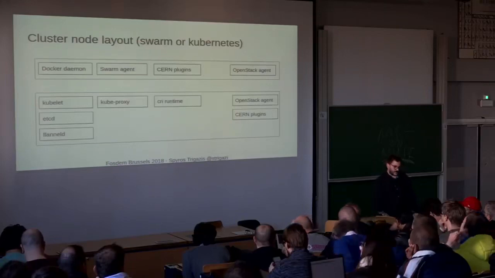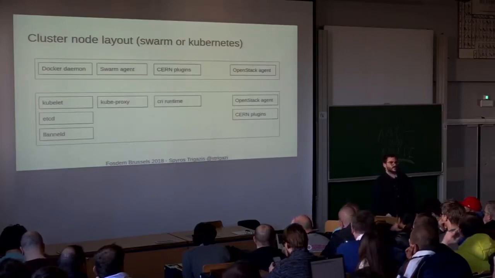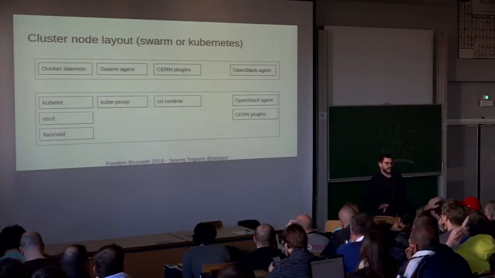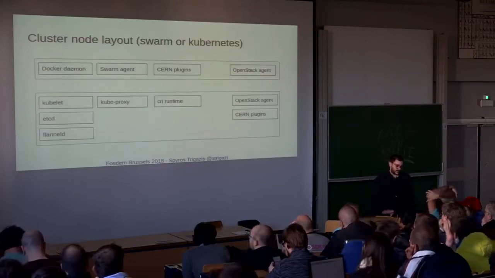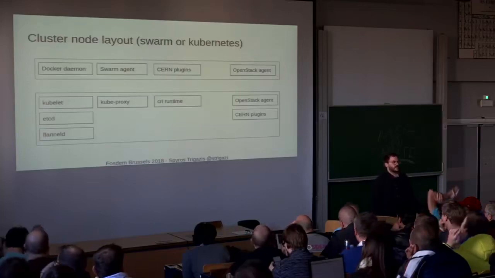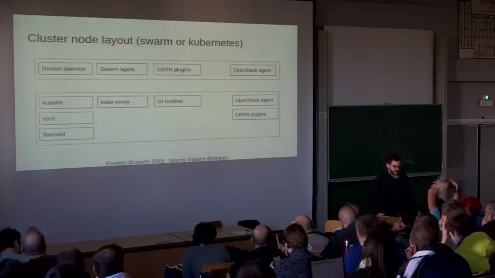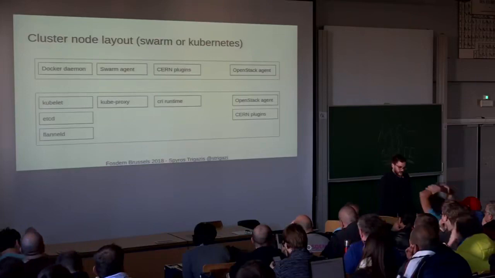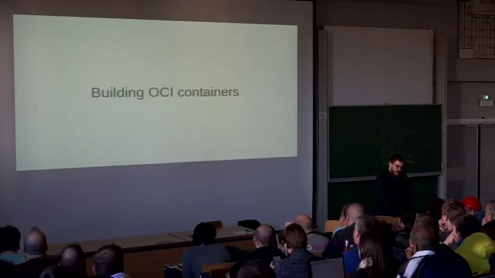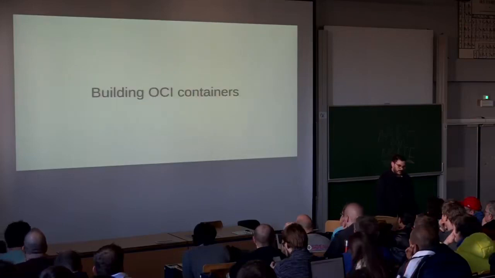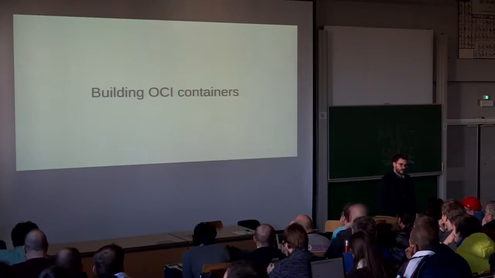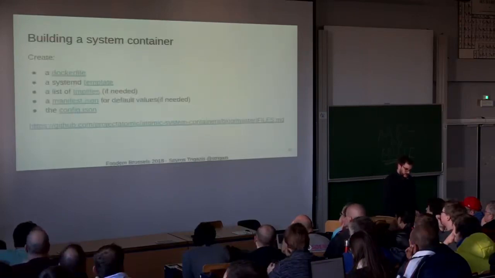And of course, the other use case is the OpenStack agent, which defines and configures all of this. Since this agent configures everything, it must start first before all. So this was the initial motivation. And for these problems, we ended up looking into OCI containers. So how to build them?